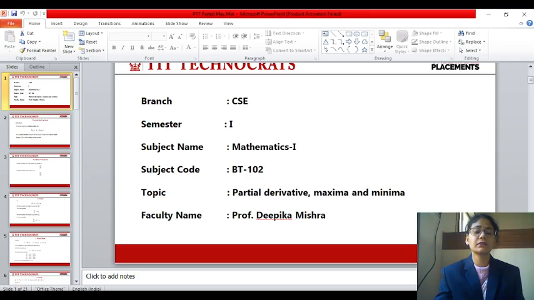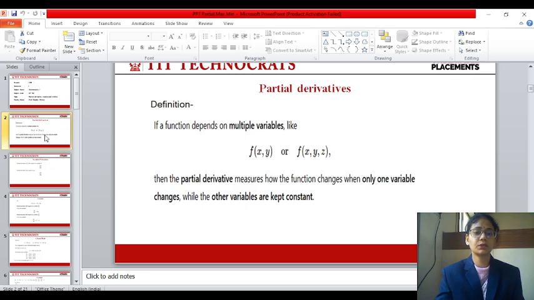Good morning student. Today we are going to discuss a topic from unit 1, partial derivative and maxima and minima. So this is quite related to total derivative. In total derivative we have one independent variable and one dependent variable. But when we have multiple variables in any function, we can do partial derivative.